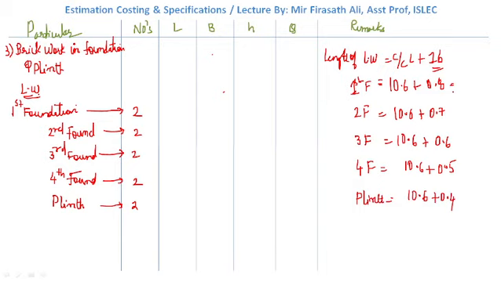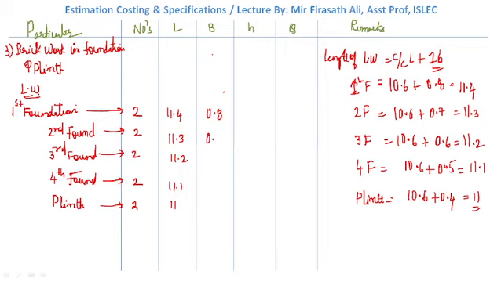So 10.6 plus 0.8 is nothing but 11.4. This will be 11.3, this is 11.2, 11.1. This is our 11. This all data we need to fill over here: 11.4, 11.3, 11.2, 11.1, 11.